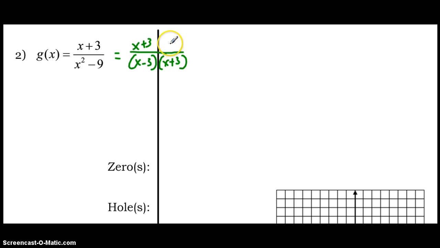Okay, so you should have x plus 3 over x minus 3 and x plus 3. And here you can see that this would be a hole, and this would be a vertical asymptote. So go ahead and try this problem on your own and then bring it back.